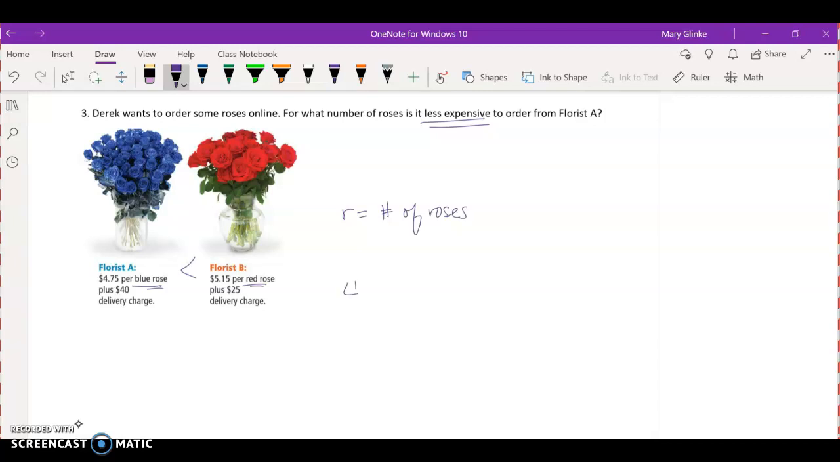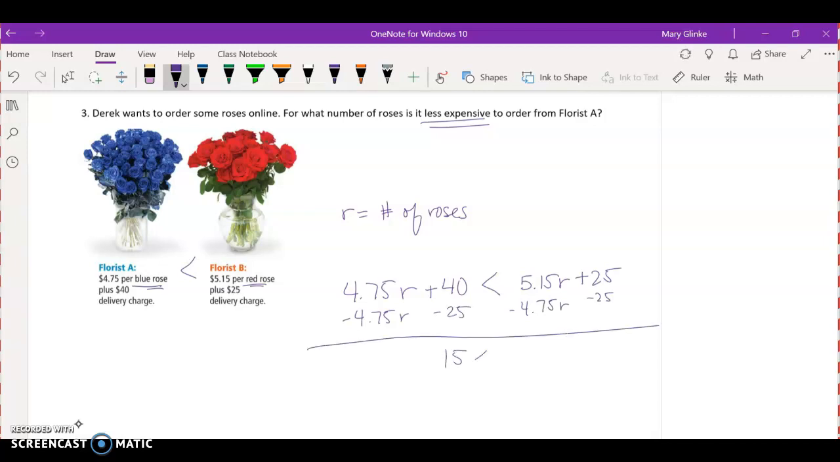So florist A is $4.75 per rose, but unfortunately there is a $40 delivery charge. We're going to be comparing that to florist B, which has $5.15 per rose, but only a $25 delivery charge. So we are looking for where florist A is less expensive than florist B, so it's going to be less than. What we're going to do is we're going to go ahead and solve this inequality once it is set up. So I'm moving all of the roses, or the variables, to one side, and the numbers to the other.